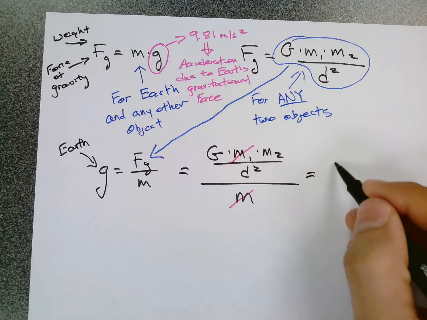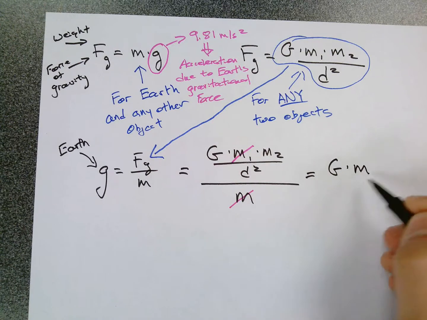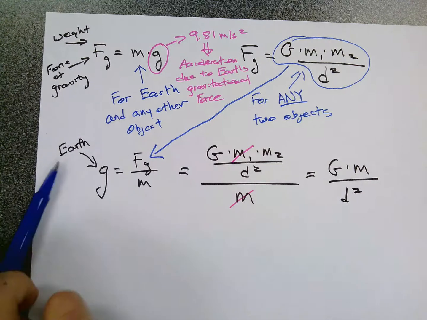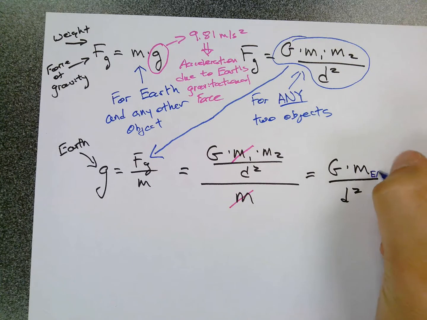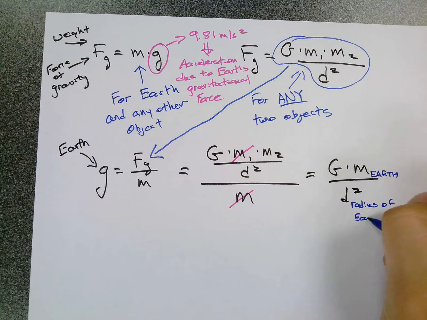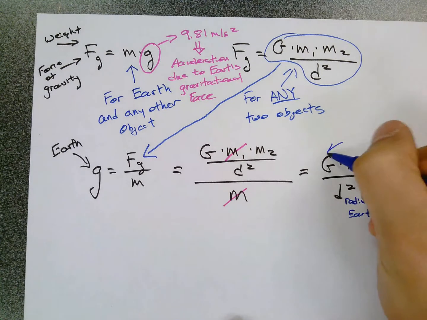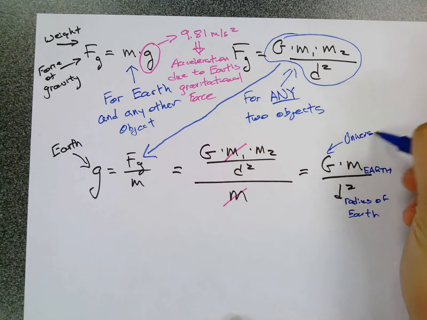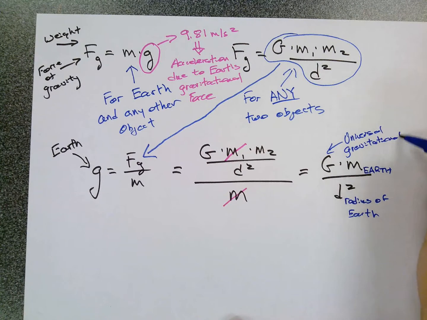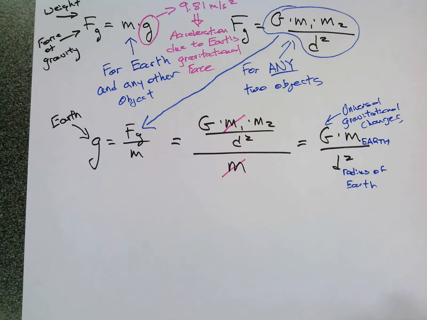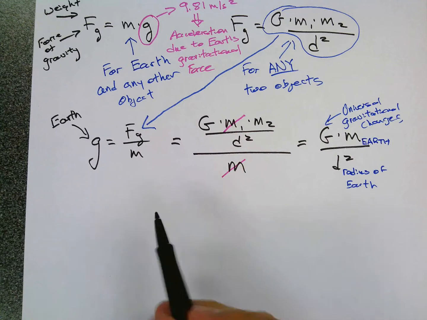And if that's the case, we simplify to big G times m over d squared, where this m is the mass of the Earth, and this d squared is the radius of Earth squared. We also know that big G is the universal gravitational constant, and it never changes. So with all that, we can now plug in our values that we know.